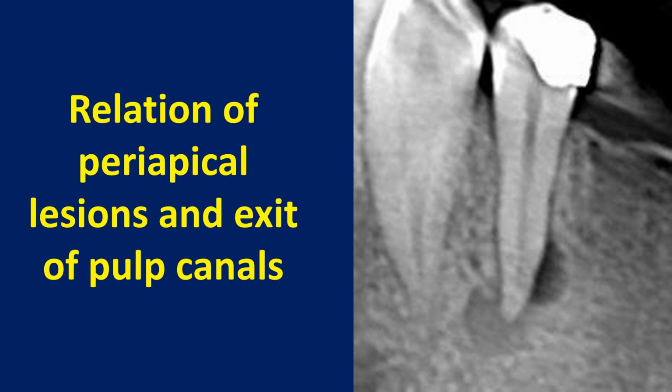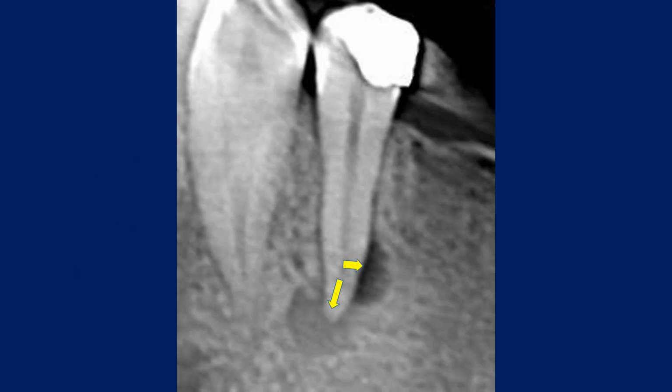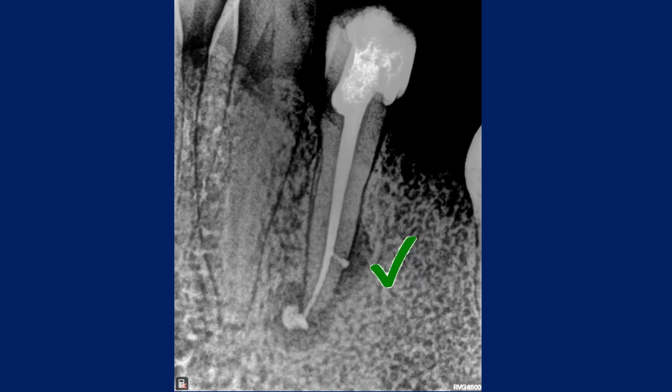The relation of the periapical lesion and exit of the pulp canal: here we've got a case that has double periapical lesions, one apical and one lateral. Why is that? Because there are two routes or exits to the pulp. Complete obturation to these exits will ensure that these lesions will heal in the future.